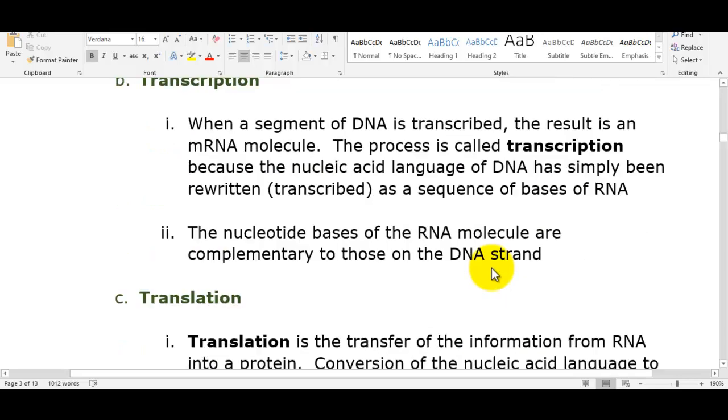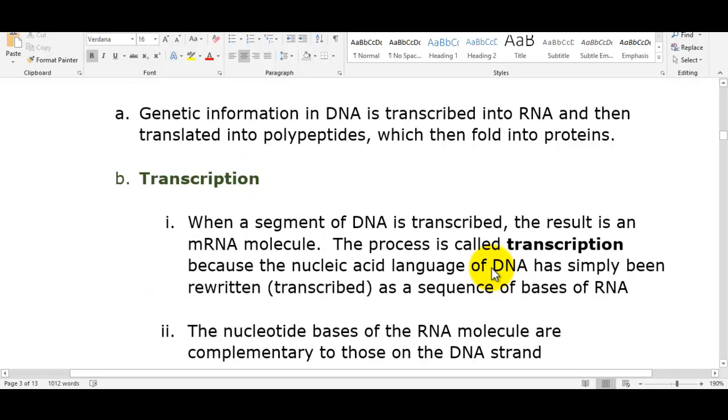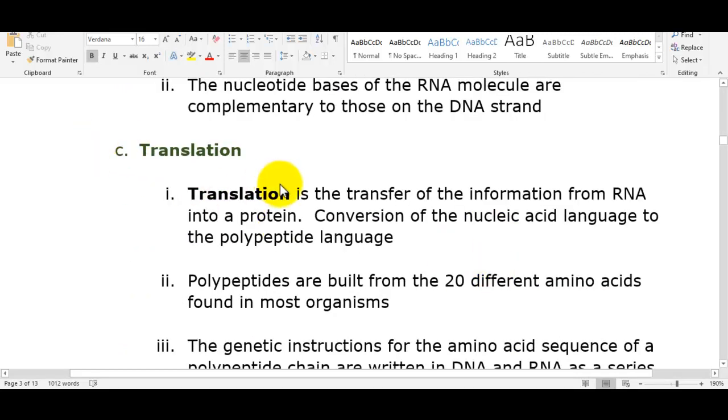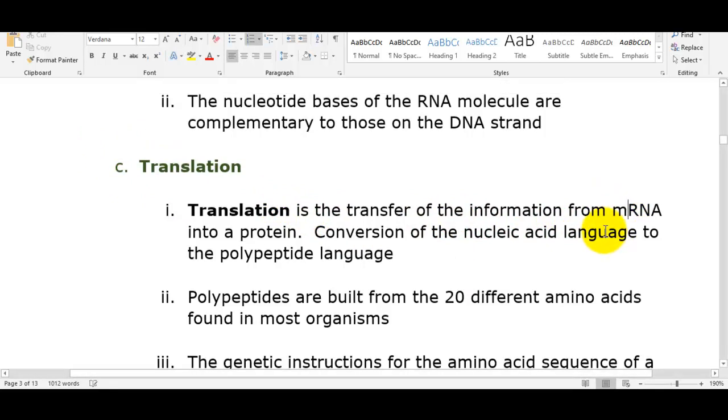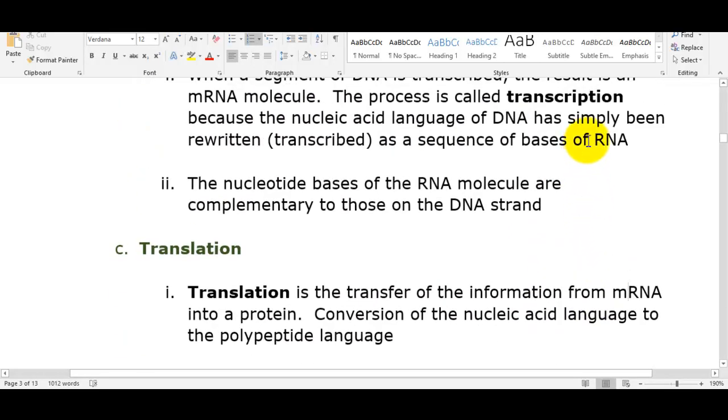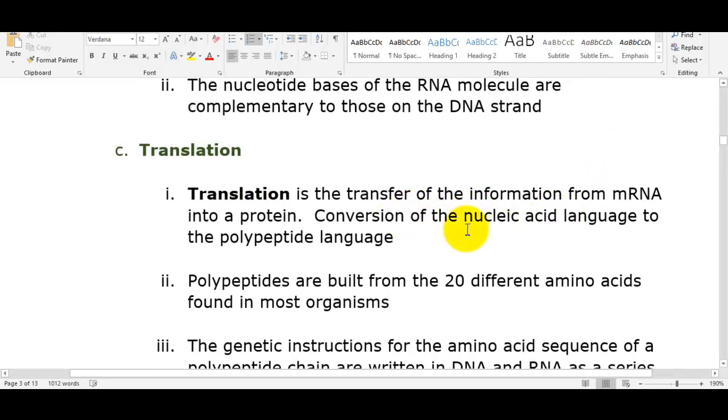And what you end up with are something called codons, which are little segments of three base pairs. We'll get to that in a second. Translation is the transfer of the information from RNA, that should say messenger RNA, into a protein. It's the conversion of the nucleic acid language to a polypeptide language. In other words, we're going to build a protein.